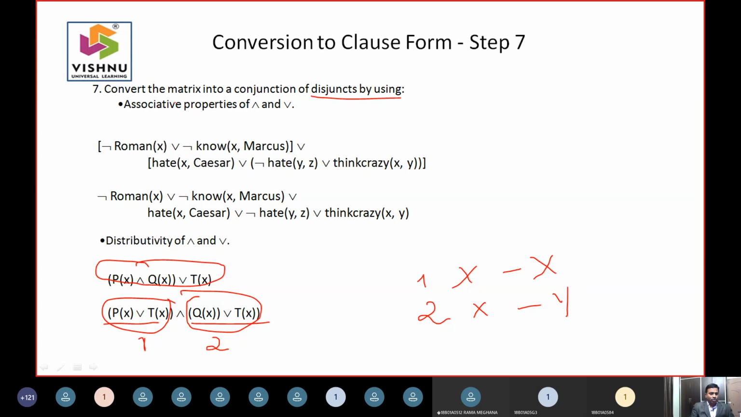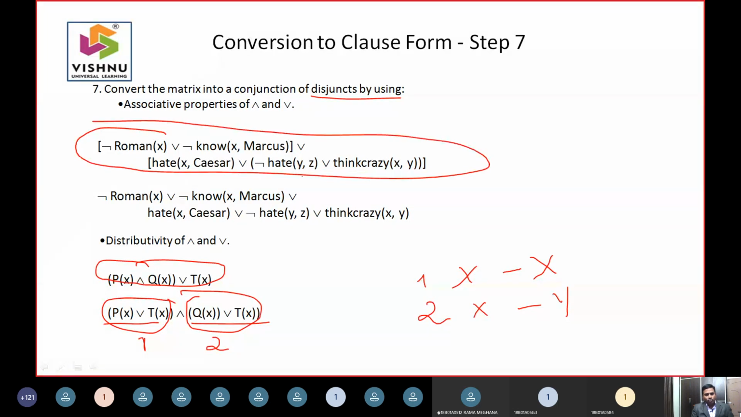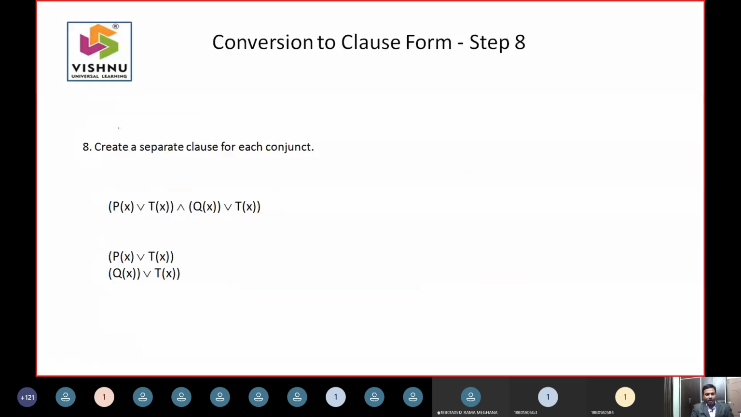Convert the matrix into a conjunction of disjuncts. Yesterday we also saw this, and you just try to apply the rule here. These are the rules, and these are the outcomes. The next slide says that when you have something in terms of A and B, you take A as a separate statement and B as a separate statement. Create a separate clause for each conjunct. Take this as a separate statement, and take this as a separate statement. This is statement 1, and this is statement 2.